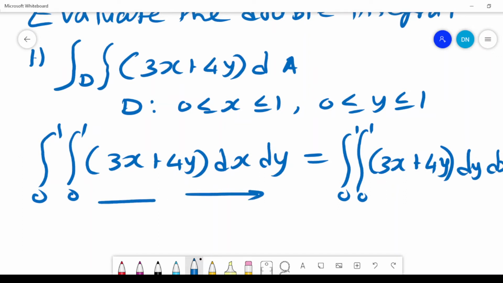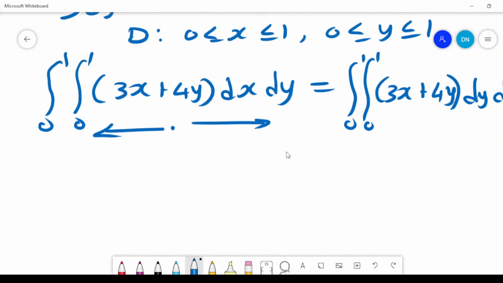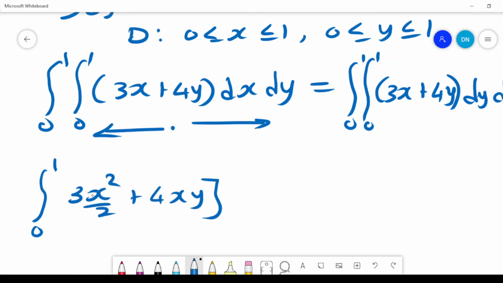And I'll use the same rule of moving outward from the center. Meaning that if I start with dx, then I'll use the first limit of integration. So I want to integrate that with respect to x. It will be 3x squared over 2 plus 4xy, and I want to put the limits of integration as 0 to 1 dy. And that will give me 0 to 1.